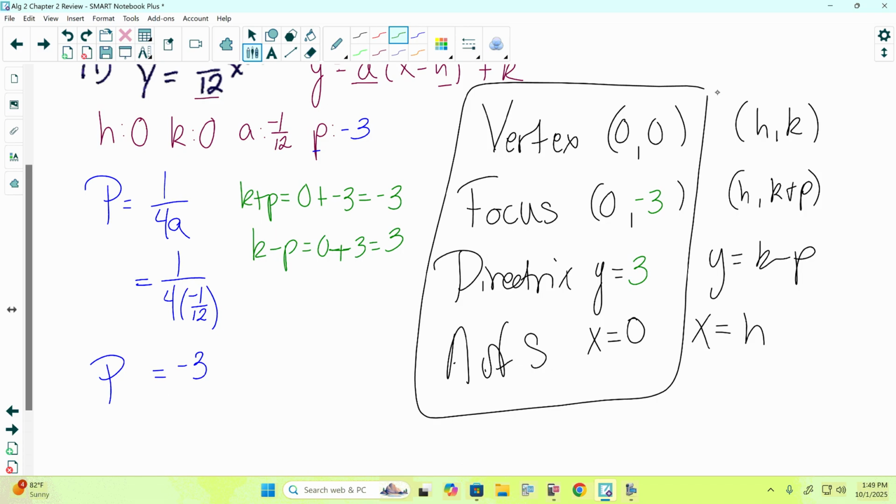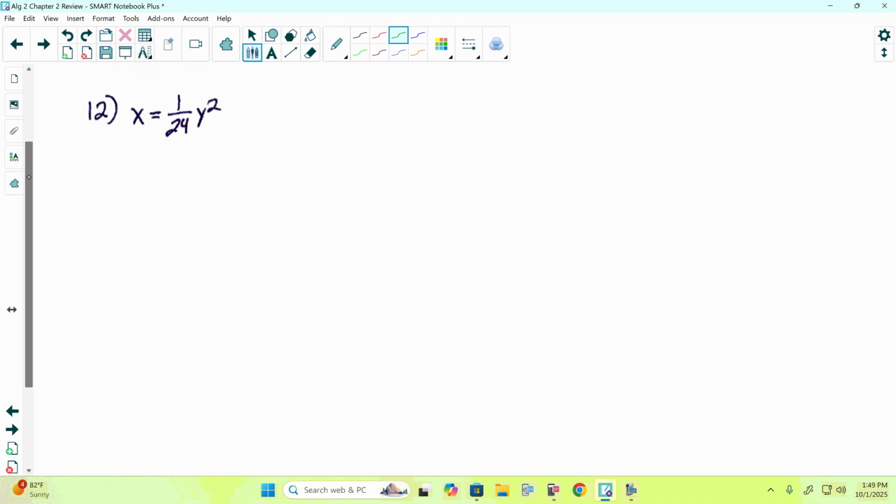Questions on number 11? We're ready for number 12. Number 12 is the exact same thing. The only difference is that instead of y equals, we have x equals. But we still need to find the values of h, k, a, and p.